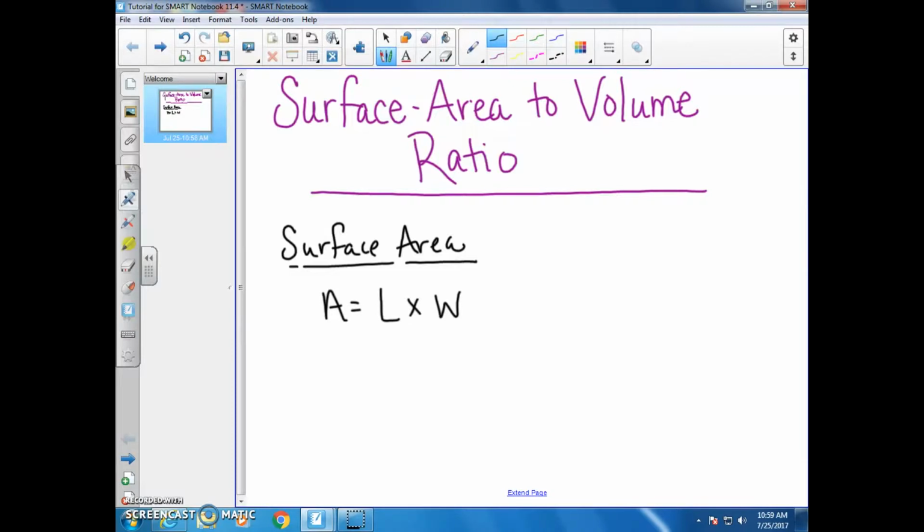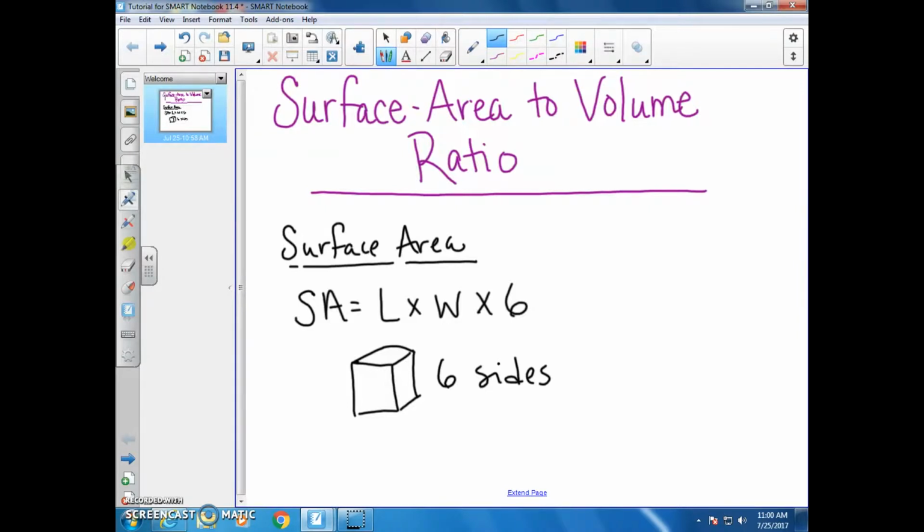For most cells, we kind of use a cube type setting, just because it works for both plant and animal cells. And so by using a cube, we know that it has 6 sides. And so to do surface area, you would do the length times the width, which is the area, times the number of sides it has. In this case, we're using a cube, so we're going to use 6.